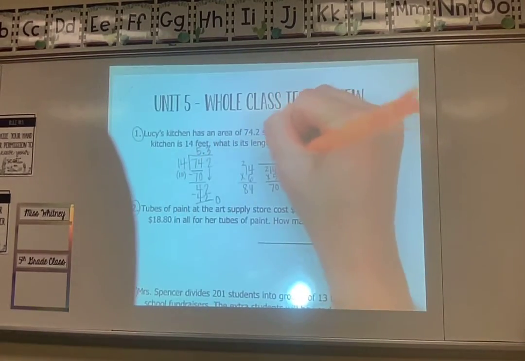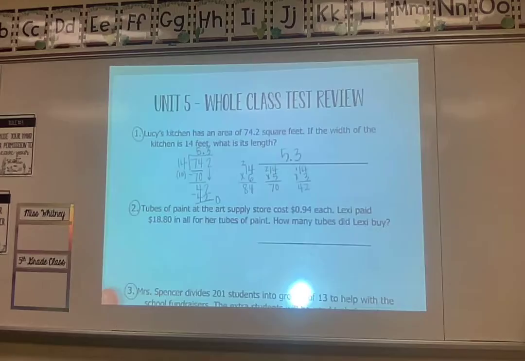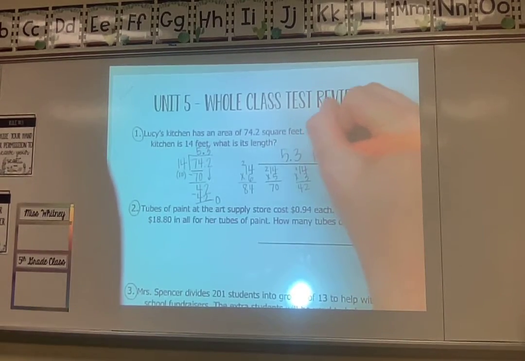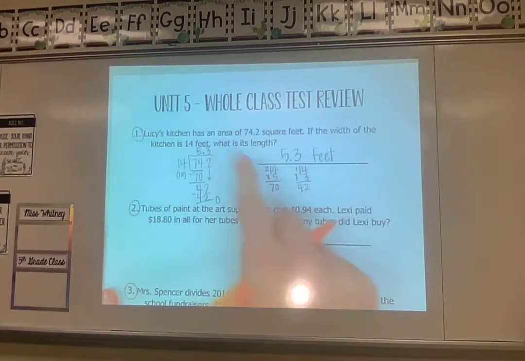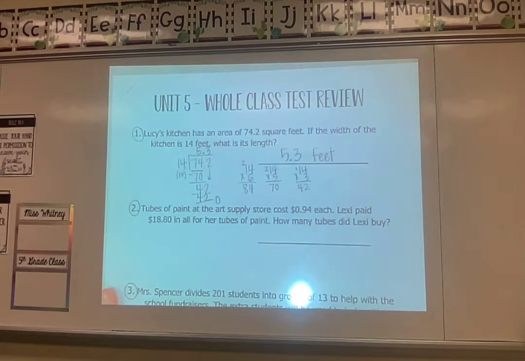So my answer would be 5.3, and the label would be feet, just feet. We only put square feet if the question says what is the area, and that's not what it says this time. All right, going on to number 2.